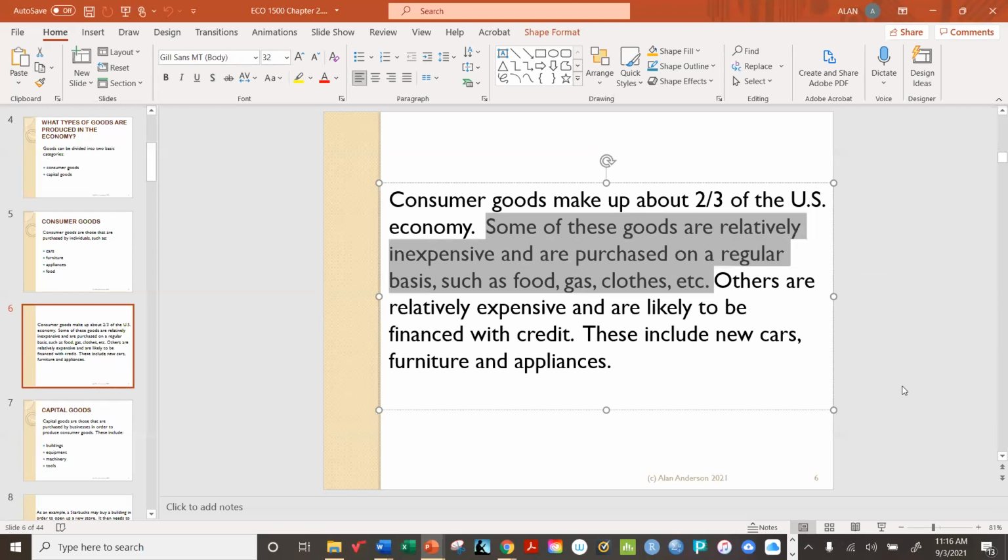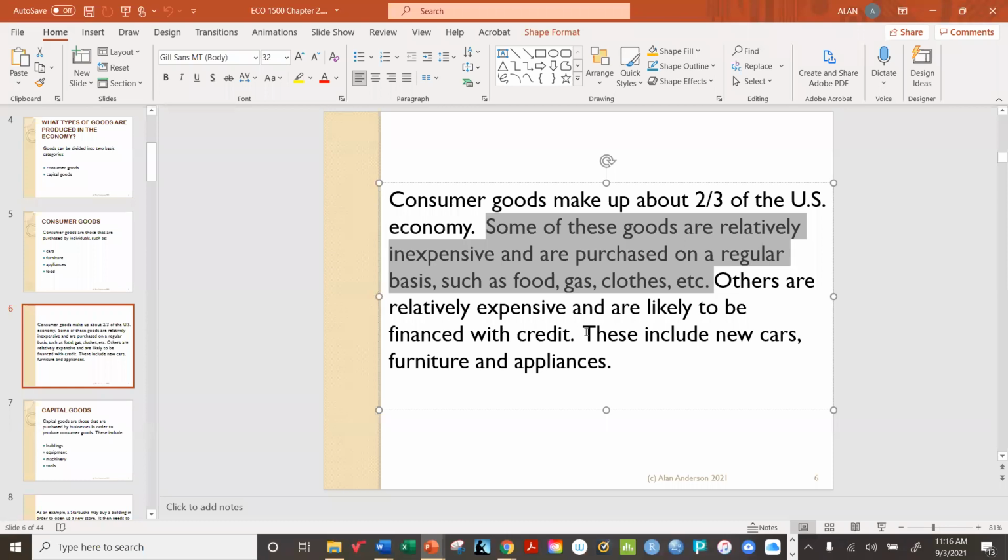Like food and gas and clothes, the things you buy on a regular basis, these are usually inexpensive enough that you don't necessarily need to finance them with credit. You might, but it isn't necessary. But what about the more big ticket items?